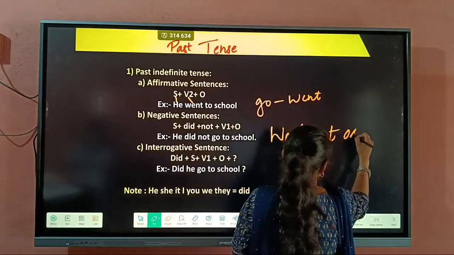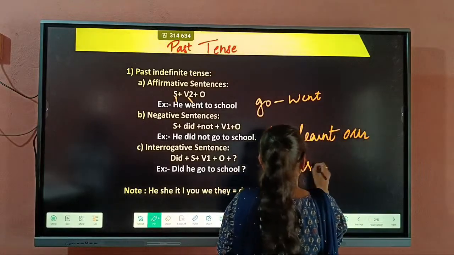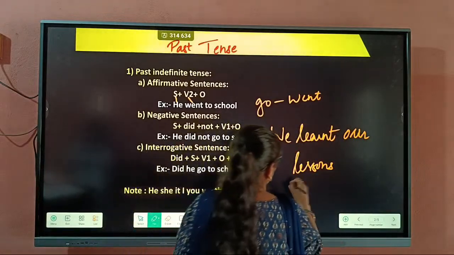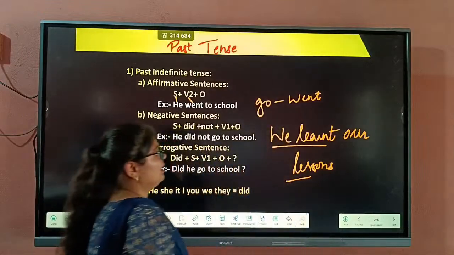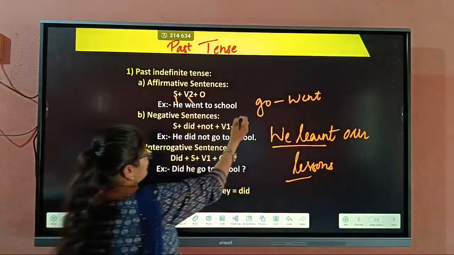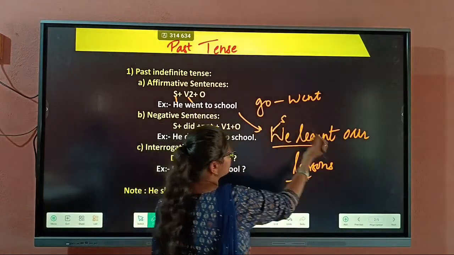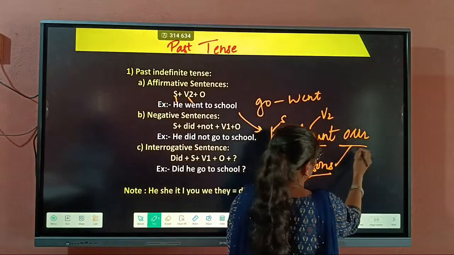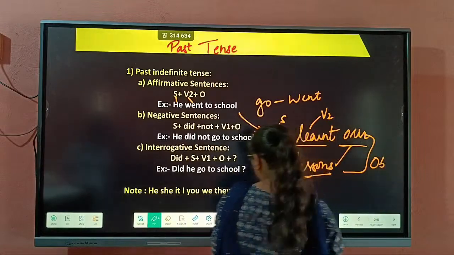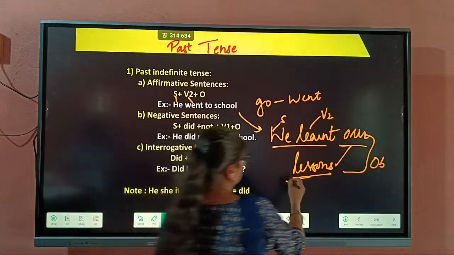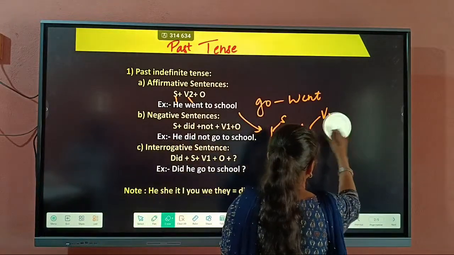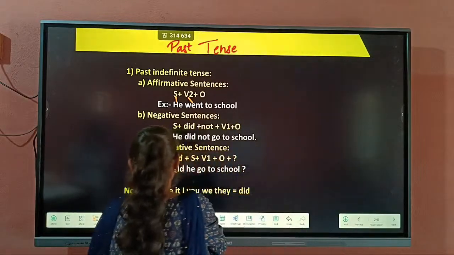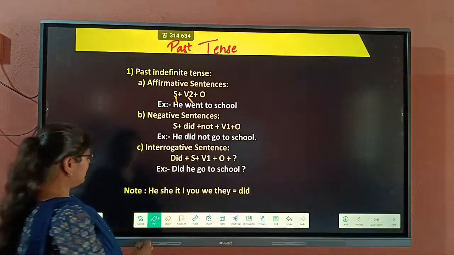We learned our lessons. Right? This is the example of affirmative sentences. We is the subject, learned is the verb's second form, and our lesson is the object. Right, students? Okay.